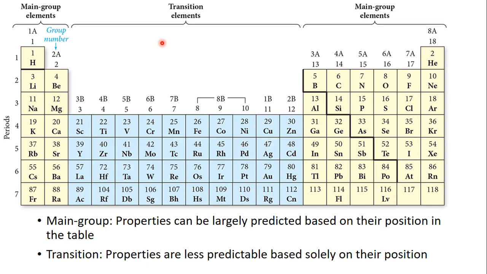Now, when we look at the periodic table, we have different ways we can classify the elements. The first way is to split these elements into main groups, which are at the two ends of the periodic table, or transition elements. The only real difference is that for main group elements, we can pretty much predict how they're going to react based solely on their position on the table. While for transition elements, we cannot predict their properties as well based on their position in the table.